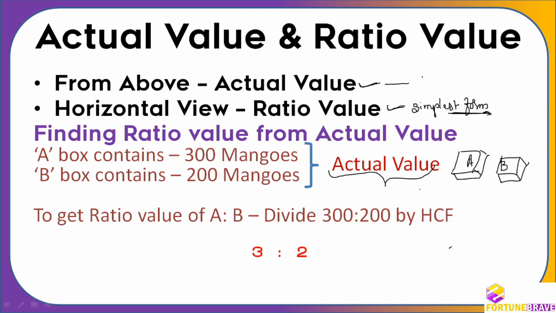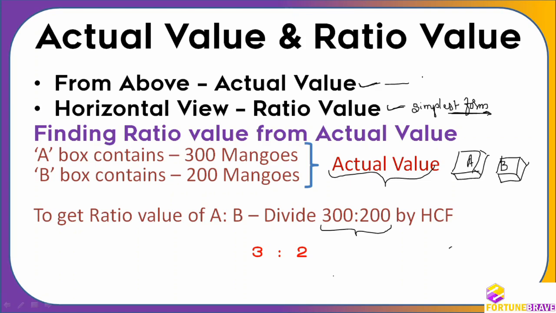If I ask what is the comparison, I will say there are 300 mangoes in this box and 200 mangoes in this box. Instead of saying that, I can say it in the ratio. How do I find the ratio from the actual value? I will divide the actual value by HCF. Any numbers, if you want to find the ratio value, we are going to divide by HCF, the highest common factor that can divide both 300 and 200, which in this case is 100.